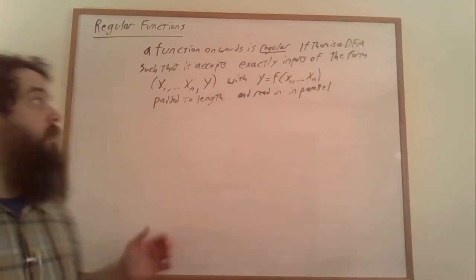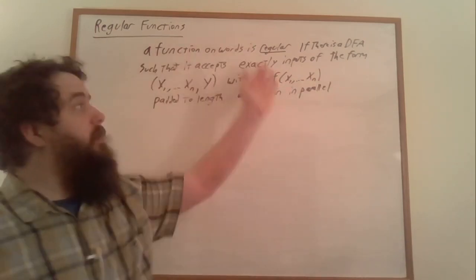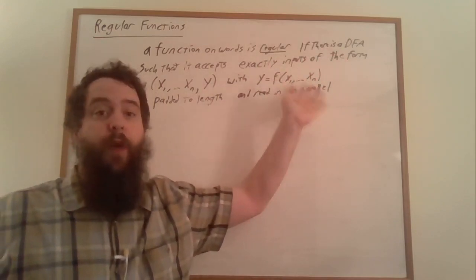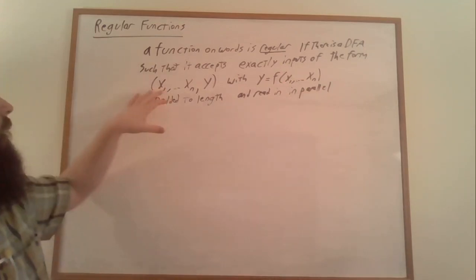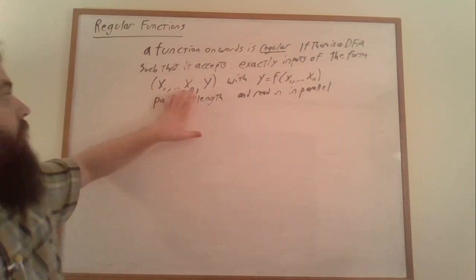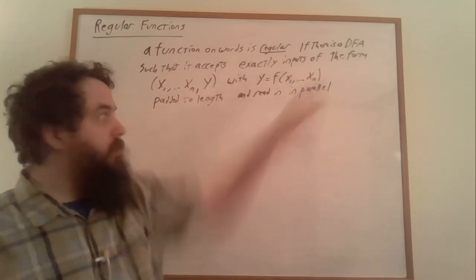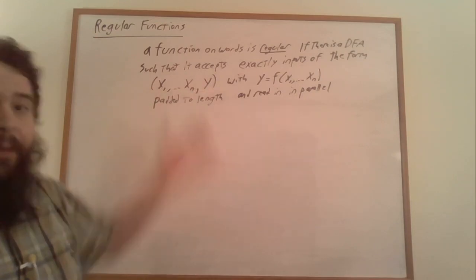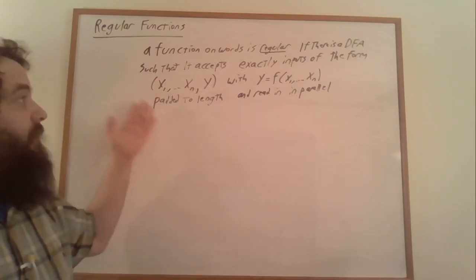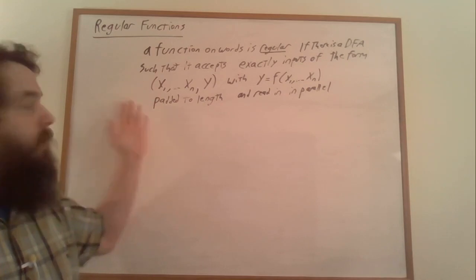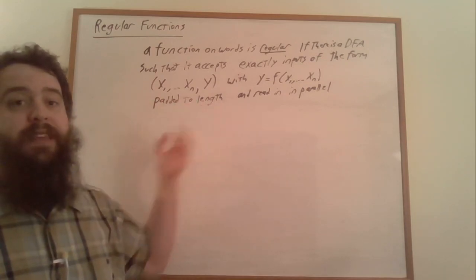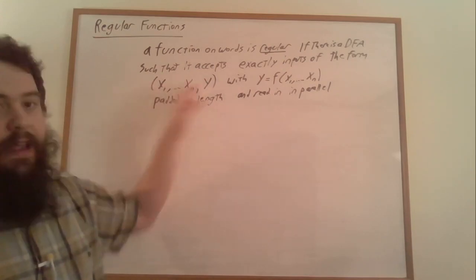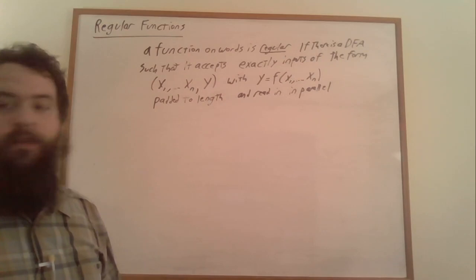So just to put this formally, a function on words is regular if there's some deterministic finite state automaton, or if this collection winds up being regular, of inputs of the form x1 through xn comma y with y equal to f of x1 through xn. And then these words might not be equal length, so we're going to have to pad them all to the same length, and then we're going to want to read in all of these inputs in parallel. All of the first characters, and then all of the second characters, and then all of the third characters.